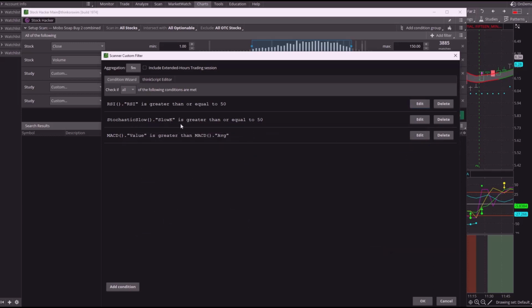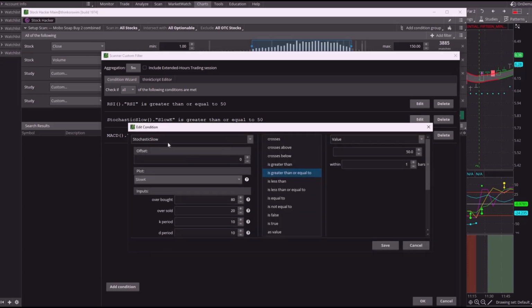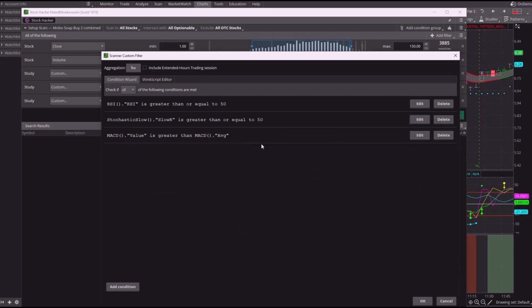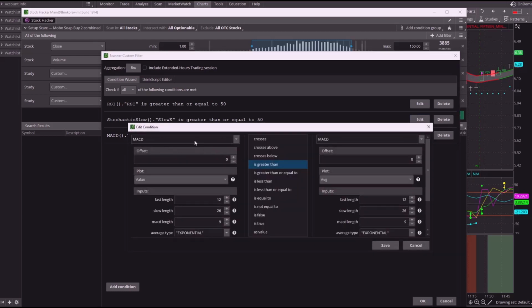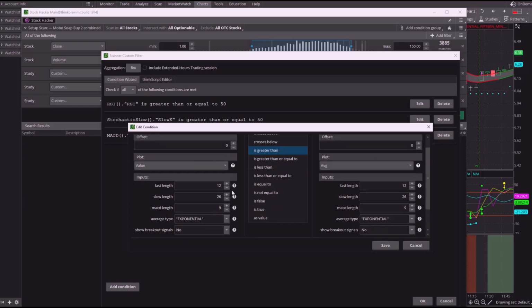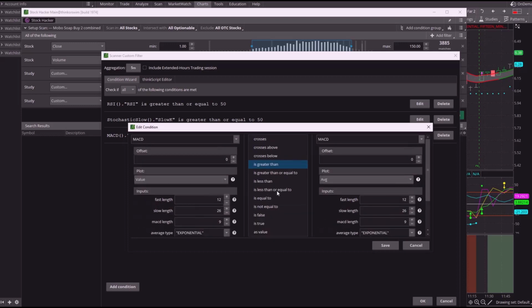You're going to have the stochastic slow K greater than or equal to 50. The stochastic slow is standard, and so is the RSI within Thinkorswim, so you should be able to bring these up. You want to have the stochastic slow K greater than or equal to 50. And finally, the MACD value is greater than the MACD average. The MACD is standard within Thinkorswim. Nothing has changed. Keep everything standard. It's greater than MACD average.